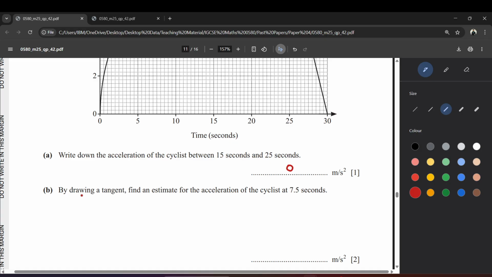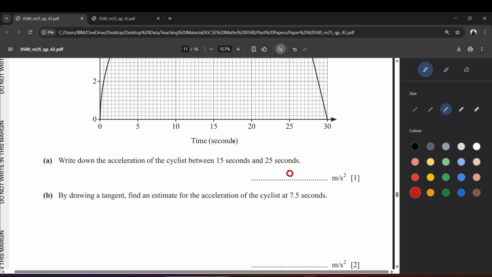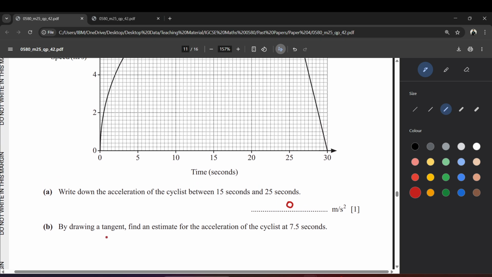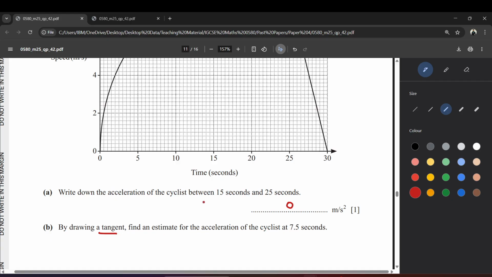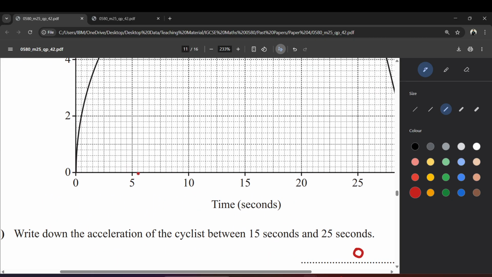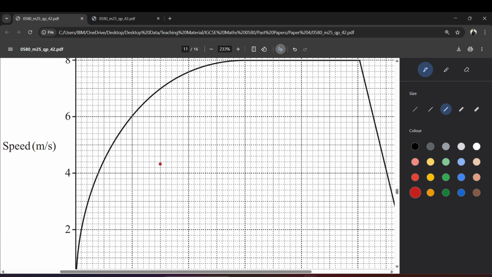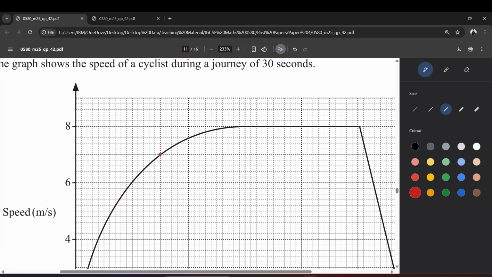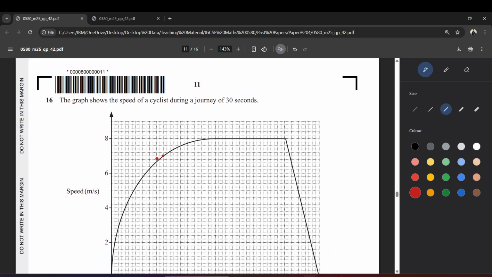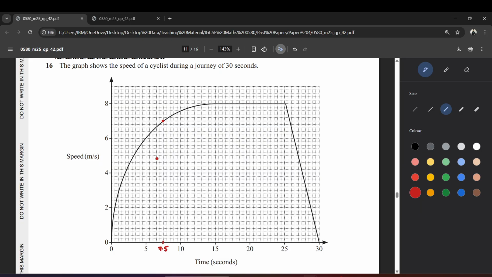Part B is, by drawing a tangent, find an estimate for the acceleration of the cyclist at 7.5 seconds. Okay, so we need to draw a tangent and then find an estimate for acceleration. Okay, 7.5 should be exactly between 5 and 10. So this is where we have 7.5. All right, so if I move up, so this is where I should draw my tangent. Okay, so let me take a screenshot of this.